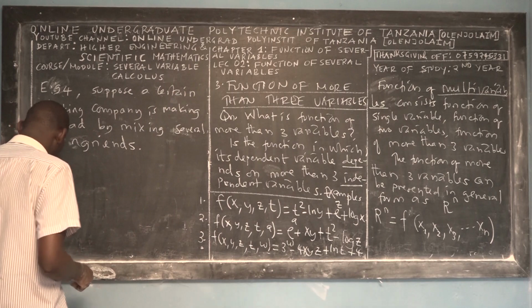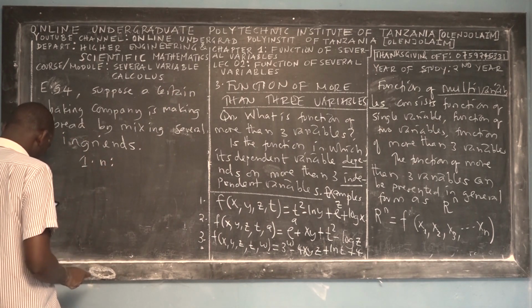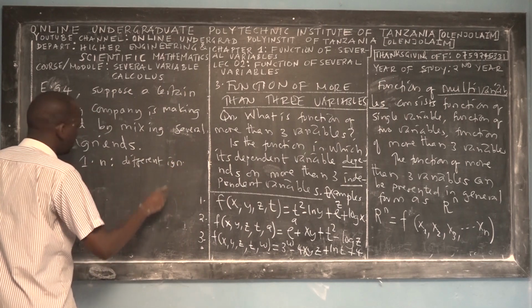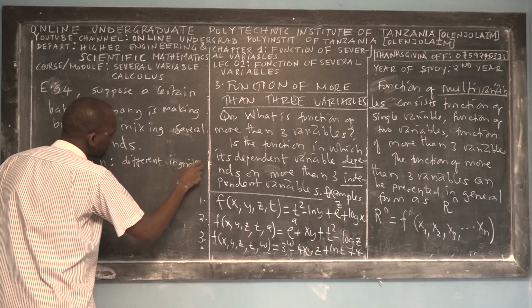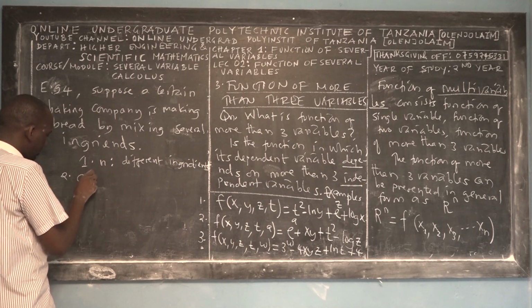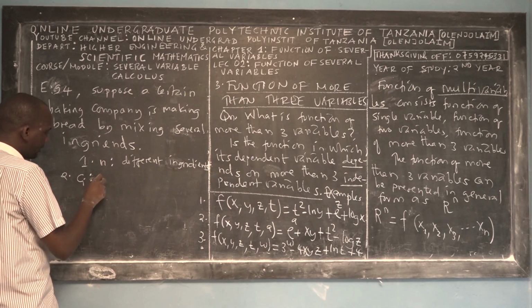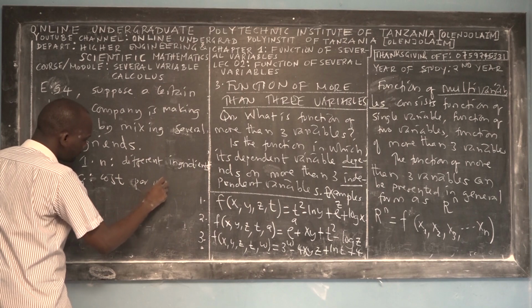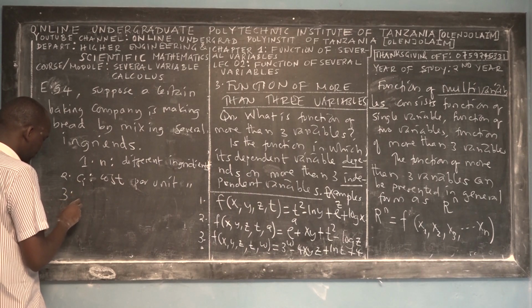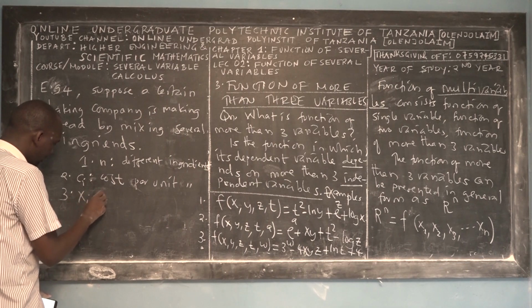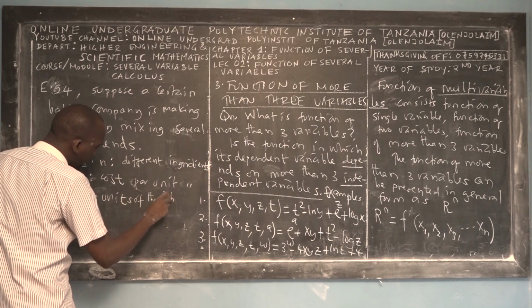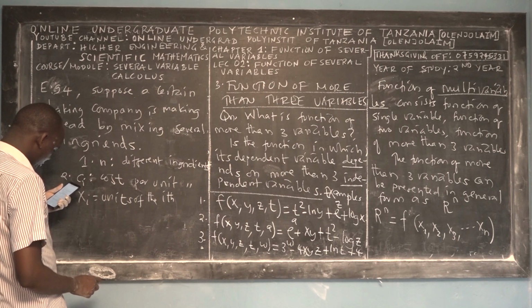With that, let us go to this example because I want to excite you. Suppose that n represents the different ingredients required to make the bread. And suppose c_i is the cost per unit of the ingredient i. Then we have x_i; suppose x_i represents the units of the i-th ingredient.